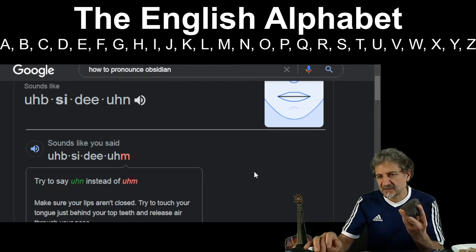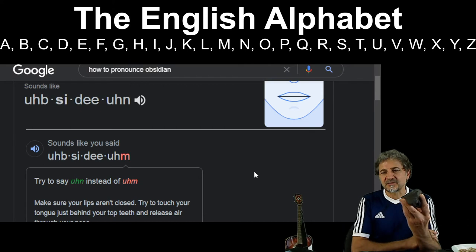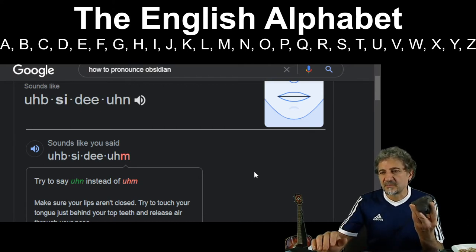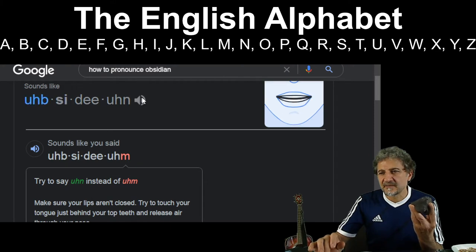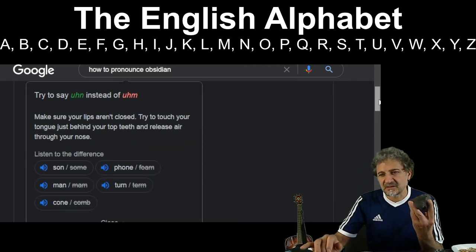Making sure your lips aren't closed. Try to touch your tongue just behind your top teeth and release air through your nose. So I guess it will do the... Let's see here again. Obsidian. Obsidian. I guess. Not easy, eh?